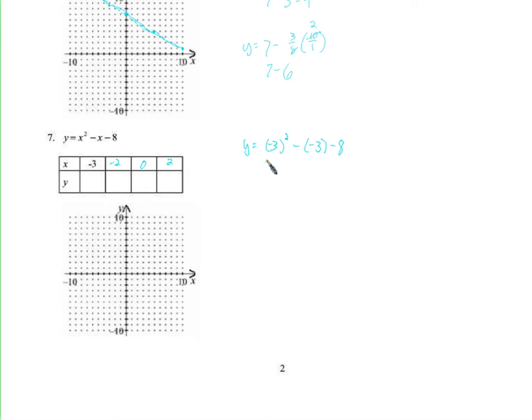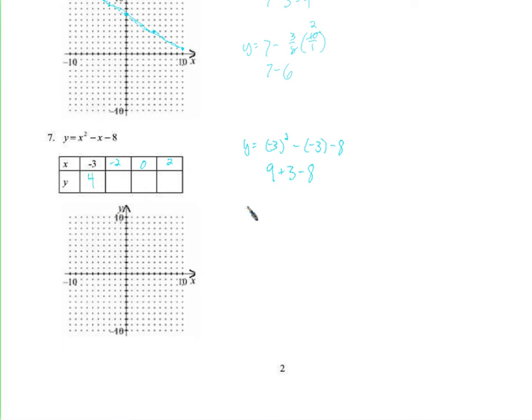All right, so I'm going to square a number, and what number? This number, negative 3. I'm going to multiply negative 3 by itself. That's going to be positive 9, negative 3 times negative 3. Minus negative 3, that's plus 3. Minus 8. So 9 minus 8 is 1, plus 3, that's 4.